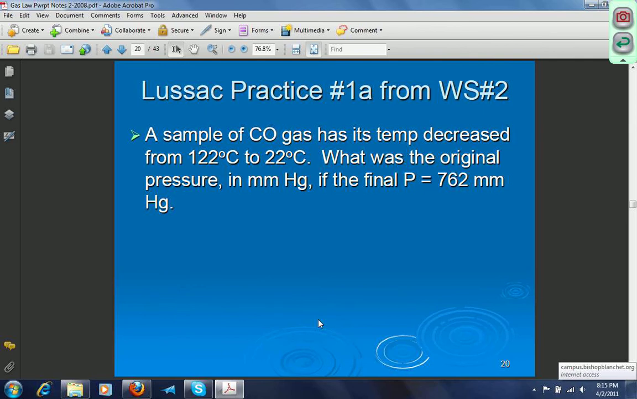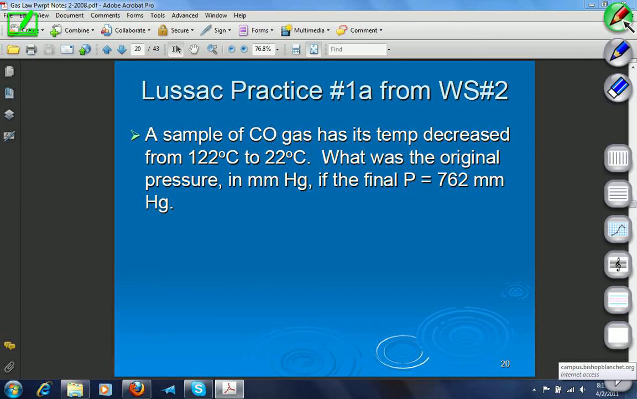We're going to do number 1A from worksheet 2. So let's write down what we know. That means we may need to grab a pen. Where is our pen? There it is. What do we know? That looks really pretty, doesn't it? So again, this is number 1A.